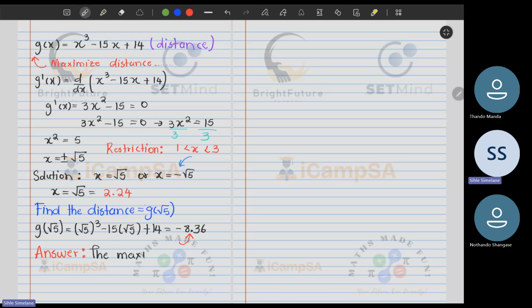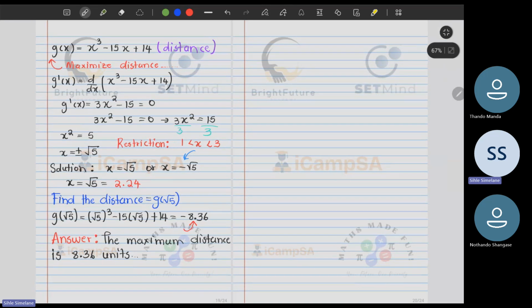So the maximum distance is 8.36 units. And your teacher will be very happy and proud of you because you're doing great work here.